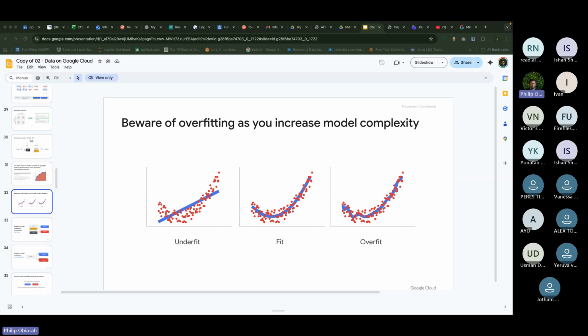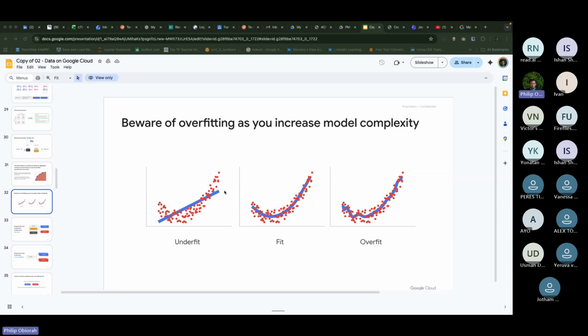Now, in underfitting, the model is usually too simple. You can see this is a linear, very straight line, very simple. When it's simple, there's high bias. It is not able to understand the complex pattern of this curve. You're just using a simple straight line to try to fit this curve.